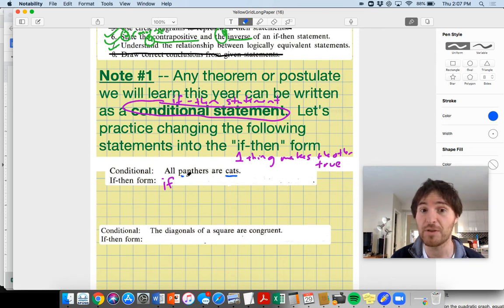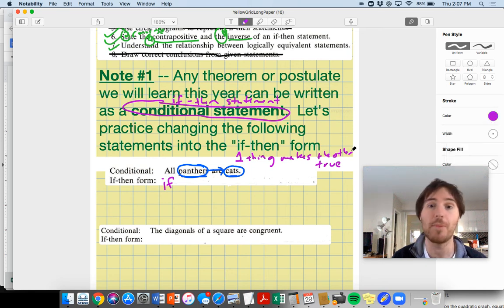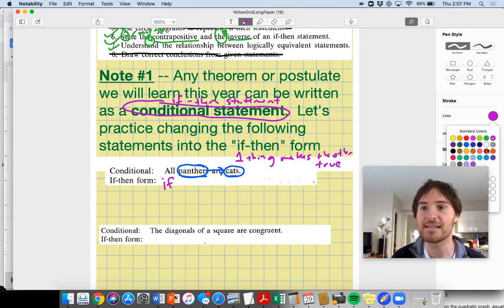The idea here is that being a cat gets established by the fact that something's a panther. If something is a panther, then we would know it's a cat, because all panthers are cats. That's a fact. I don't know if it's a provable theorem, but basically this is it in if-then form.